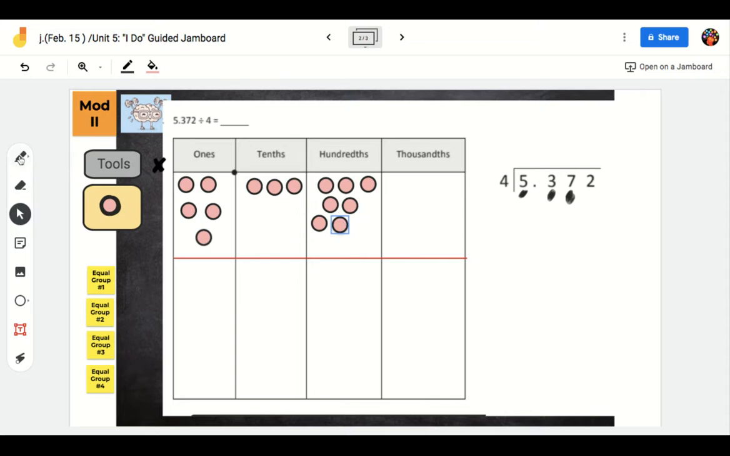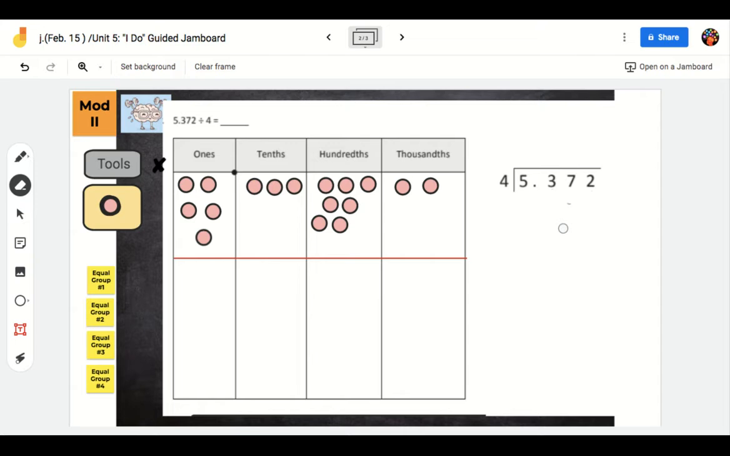Almost there. Yes, I have thousandths. 2 thousandths. 1, 2. Is my dividend precise and shown? Yes, I'm ready to rock and roll.